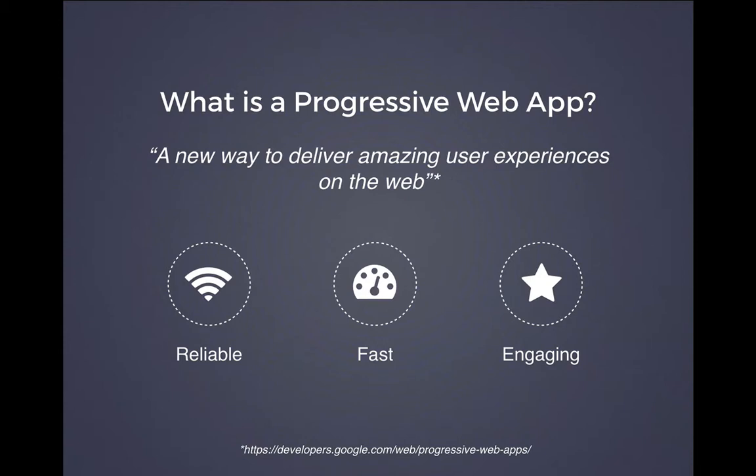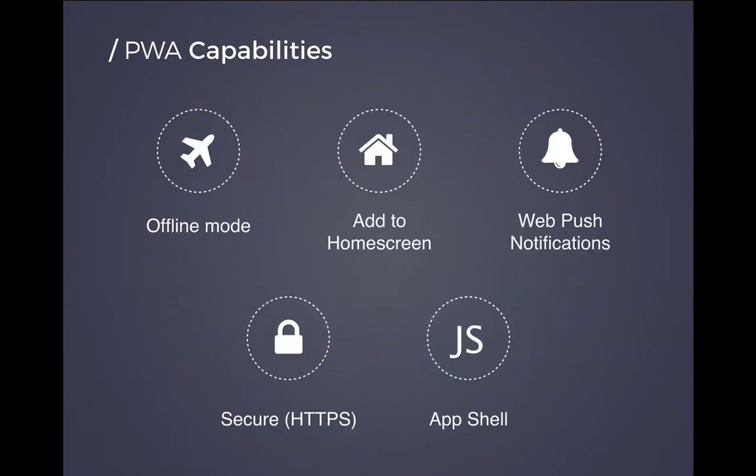Well, let's get a little bit more technical. Progressive web apps have the following capabilities: offline mode, web app install banners or add to home screen, and web push notifications. With the introduction of the Web Push API, we can now send push notifications to our users even when the browser is closed. Offline mode, add to home screen, and web push notifications are all implemented using service workers.